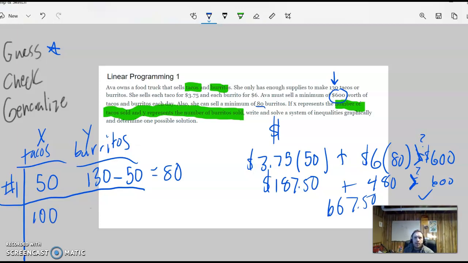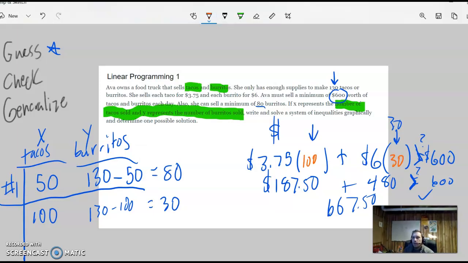Okay. If I made 100 tacos, so we have 130 minus 100. Well, that's only 30 burritos. We said we had to have at least 80 burritos. So if we plug that in, instead of 50, we're going to put 100 here and 30 here. Would that solution work? Let's put in our new numbers here, and just so you see where I'm plugging it in, I'm going to put 100 here and 30 here.